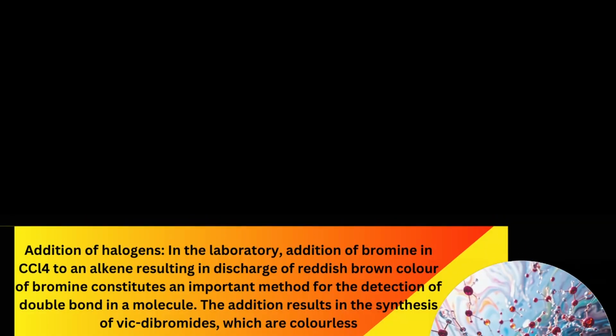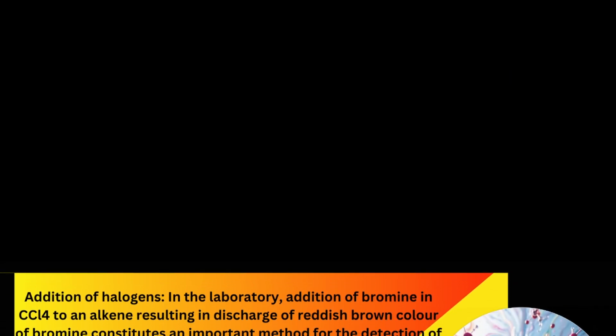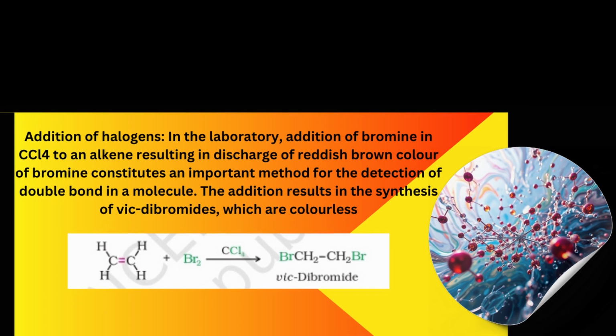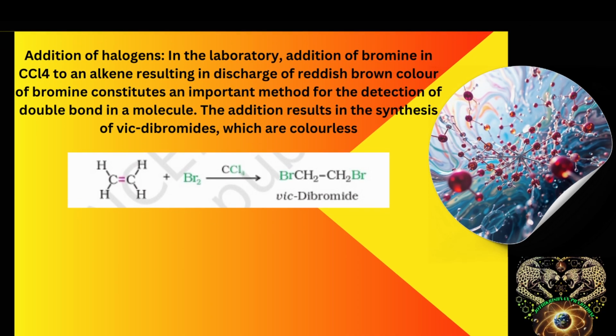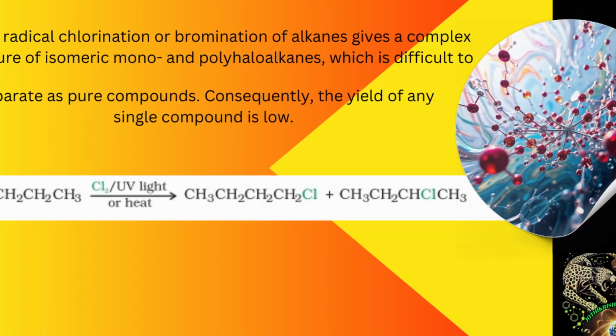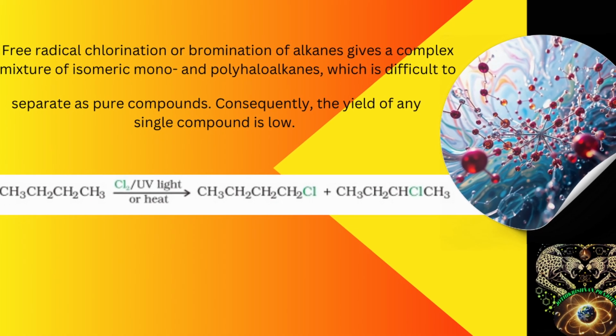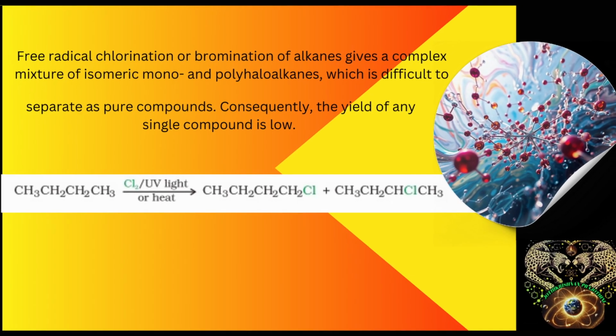The reddish-brown color of bromine disappears, forming colorless 1,2-dibromoethane, when ethene reacts with bromine in the presence of carbon tetrachloride. When we react alkanes with chlorine or bromine under light or heat, a process called free radical halogenation occurs.